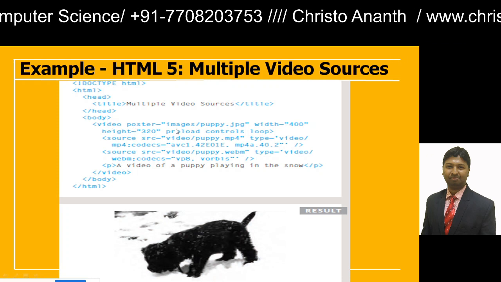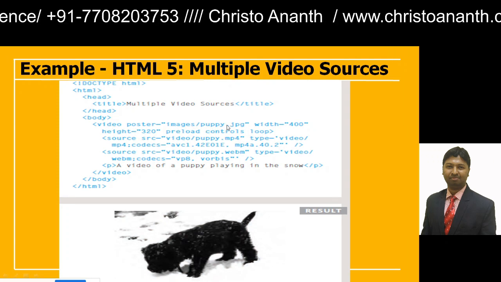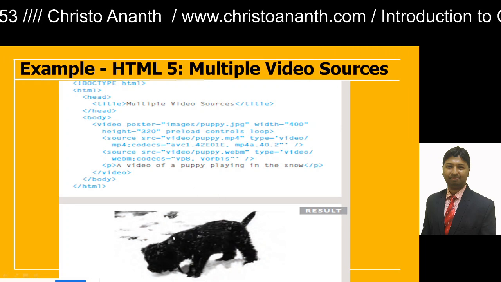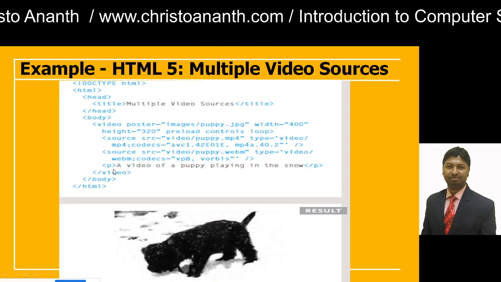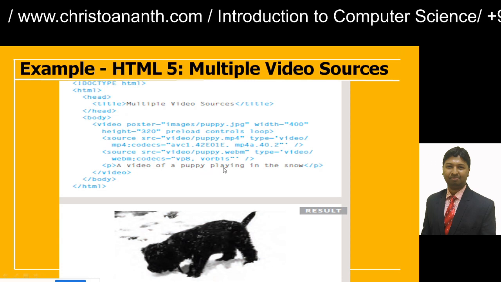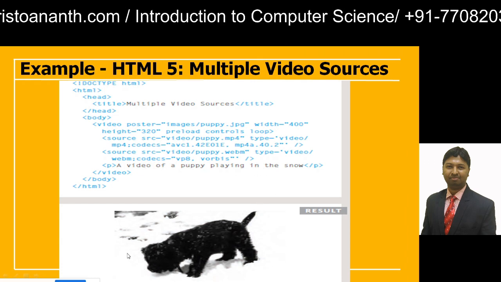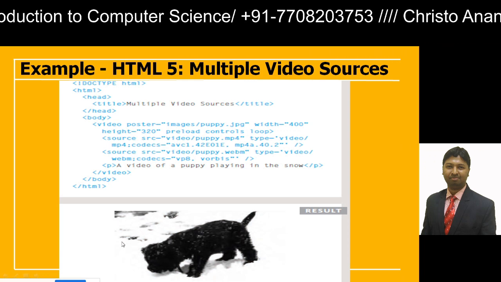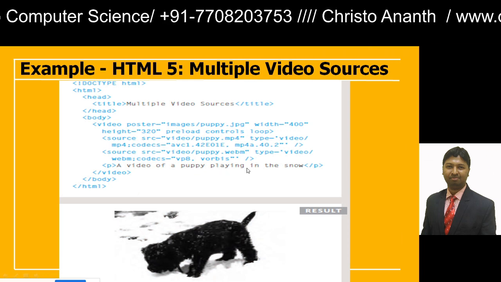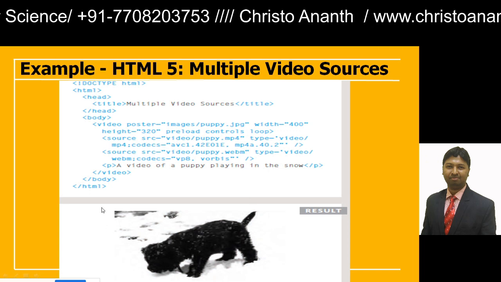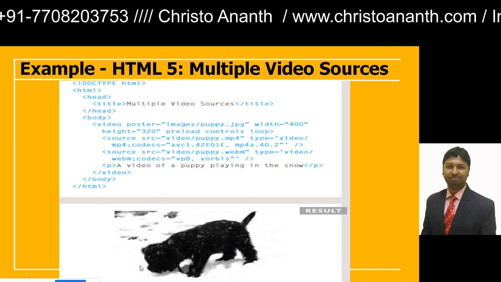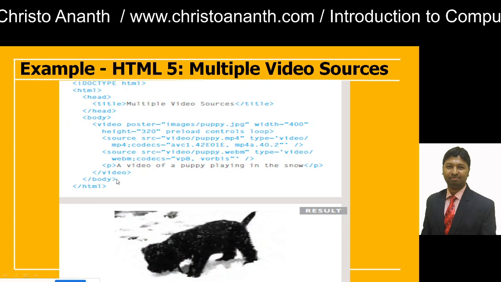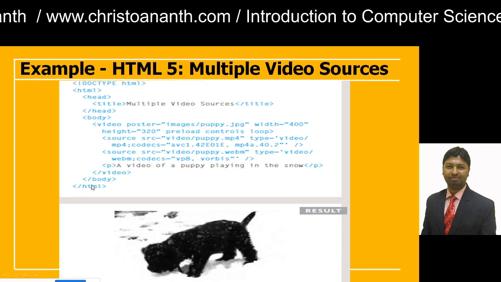This is actually the video poster, images slash puppy.jpg. For example, if Flash is supported, then it will run the video. And then you have the paragraph, a video of a puppy playing in the snow. So if this format is not accepted, it will show this image and a video of a puppy playing in the snow. If the video is supported, it will automatically run the video. And then you close the video tag, close the body tag, close the HTML.